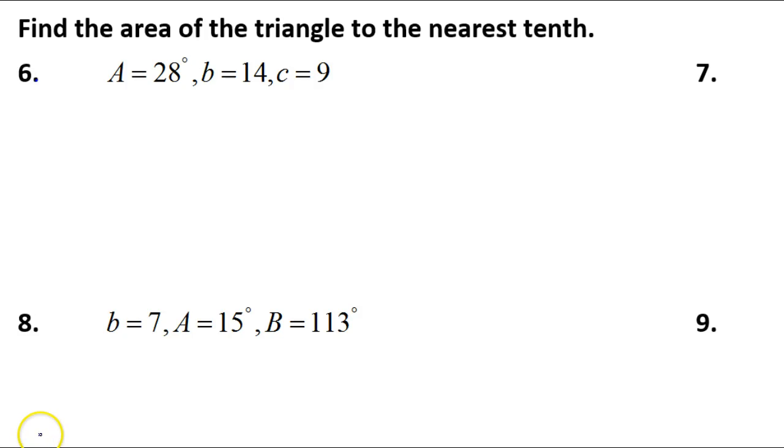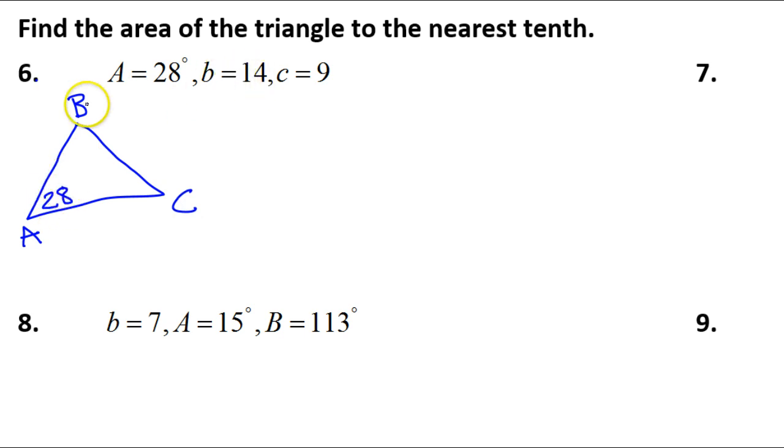In this video, I am going to show you how to find the area of a triangle given side, angle, side. So let's draw a quick diagram of the situation. We're talking about triangle ABC. Now, angle A is 28 degrees.